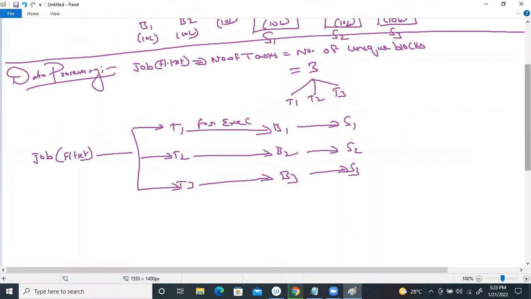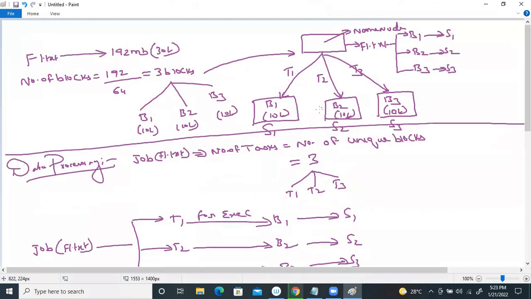So T1, T2, T3 tasks are executed by the three slaves S1, S2, S3 parallelly. When three tasks are executed by the three slaves parallelly, during this process, suddenly if any slave goes down, then you see two drawbacks.